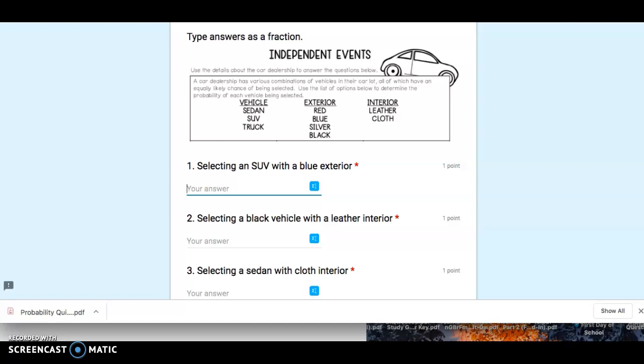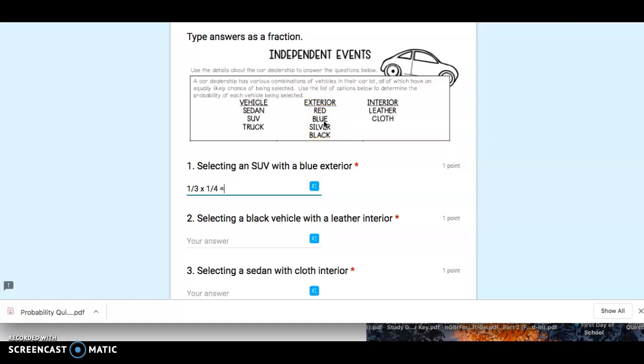Selecting an SUV with a blue exterior. So if we look right here under vehicle, we have a 1 out of 3 chance of selecting an SUV because there are 3 vehicles. And then we're going to multiply that by, what's the chance of picking a blue exterior? Well, there are 4 different exterior colors, so you have a 1 out of 4 chance of picking a blue exterior.